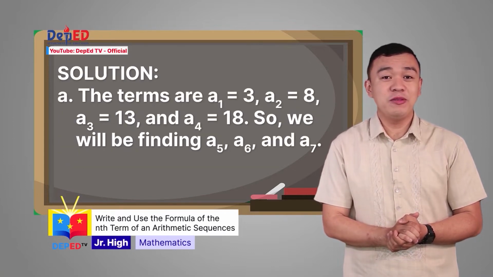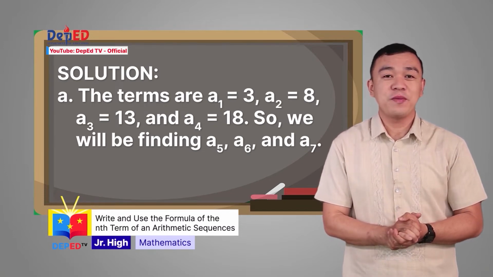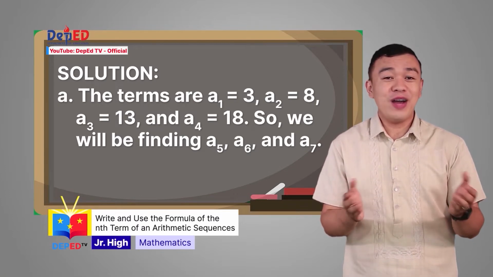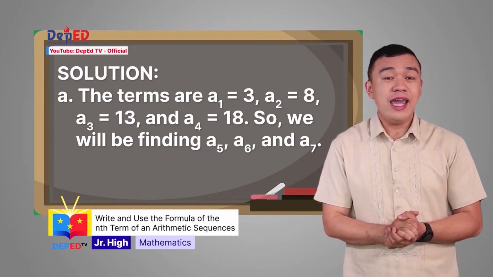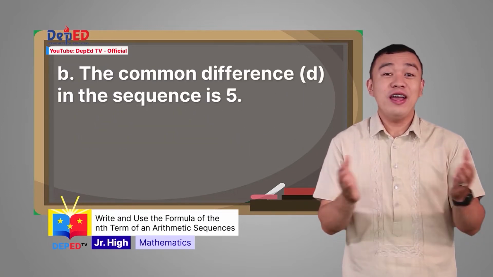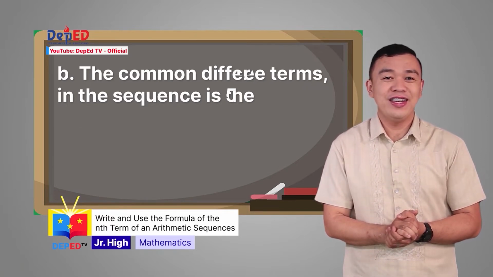The terms are a sub 1, which is the first term, is equal to 3, a sub 2, or the second term, is equal to 8, a sub 3, or the third term, is equal to 13, and the fourth term, or a sub 4, is equal to 18. So, we will be finding a sub 5, a sub 6, and a sub 7. The common difference d in the sequence is 5.